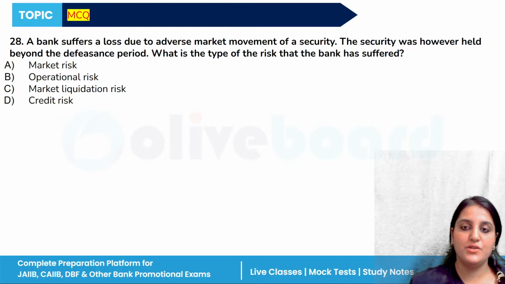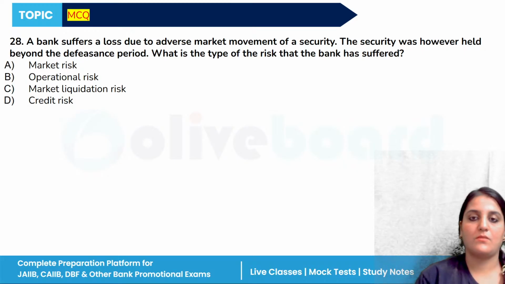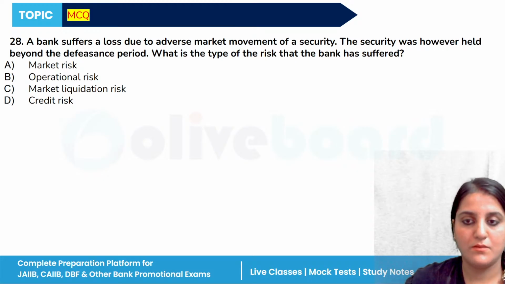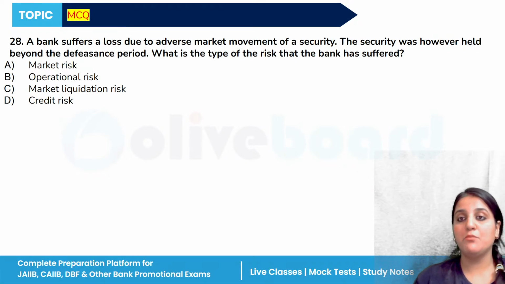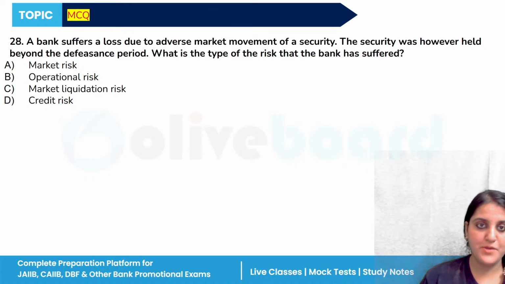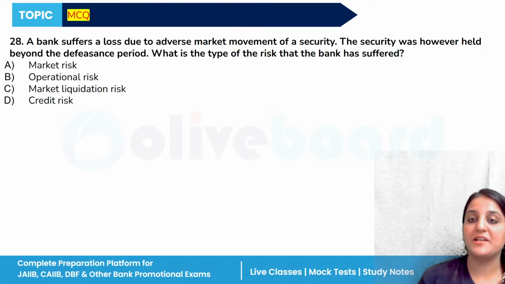Now next question. A bank suffers a loss due to adverse market movement of a security. The security was however held beyond the deficiency period. What is the type of the risk that the bank has suffered?